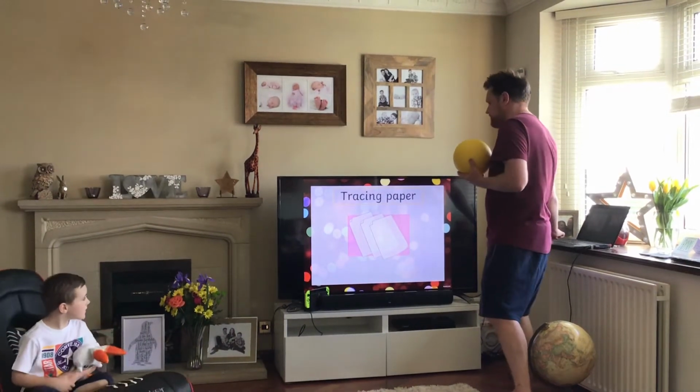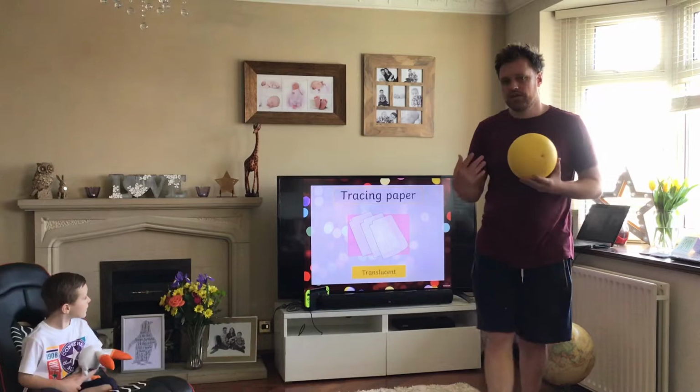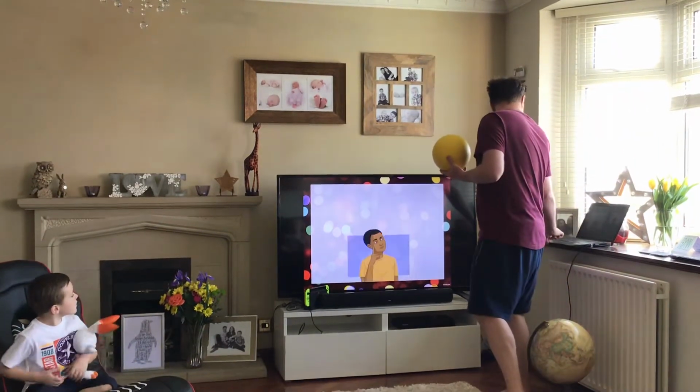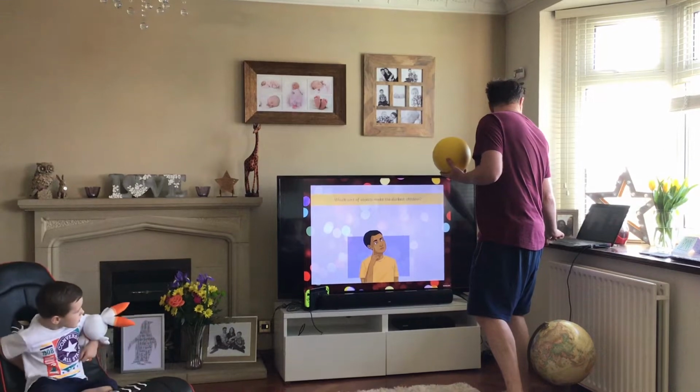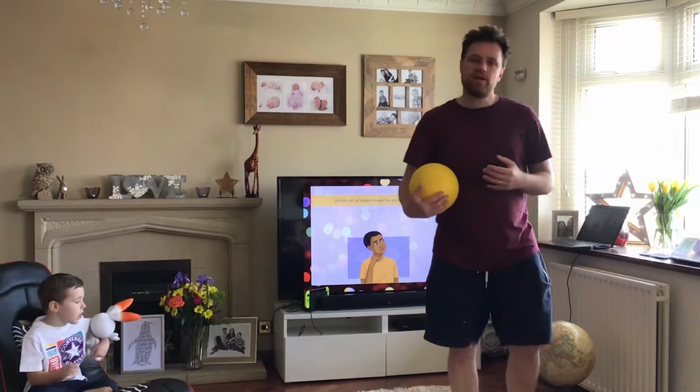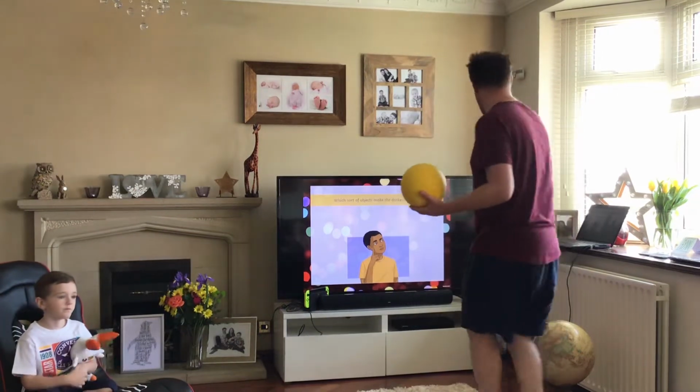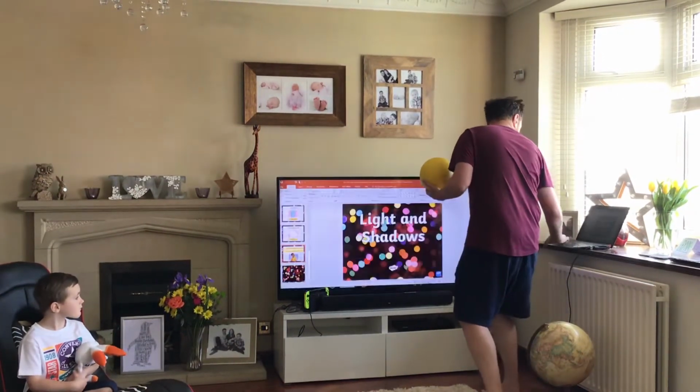Okay, tracing paper is translucent. It lets a little bit of light through so you can see through it a little bit. And there we go. So have a look around and see if you can find any objects that are transparent, translucent and opaque. That's the first task you can do today.